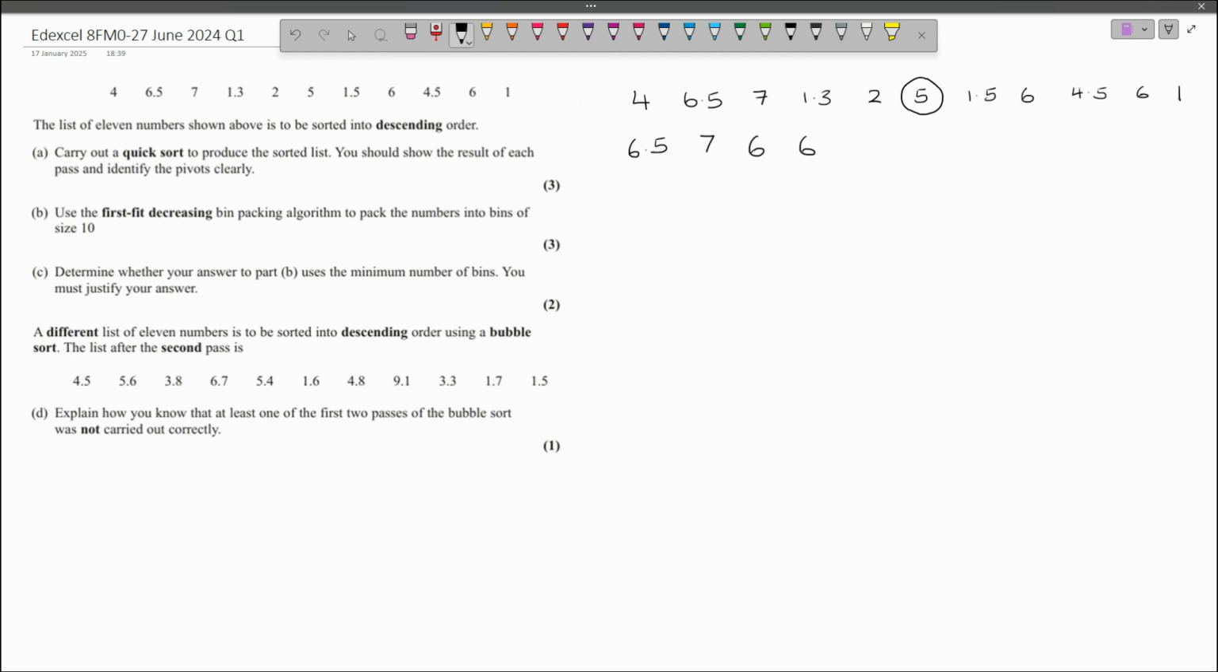Now I'm going to write my pivot 5, and I'm going to put a box around it. So the position of this pivot should not change. Now I'm going to go left to right and add all the numbers smaller than 5. So we're going to get 4, 1.3, 2, 1.5, 4.5, and 1.